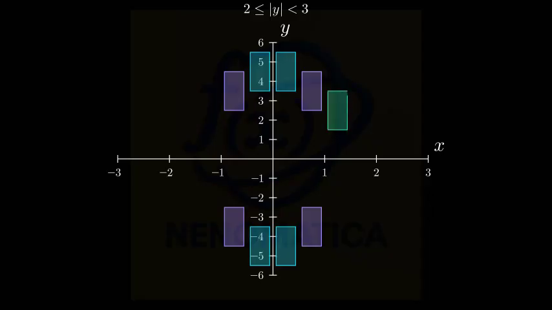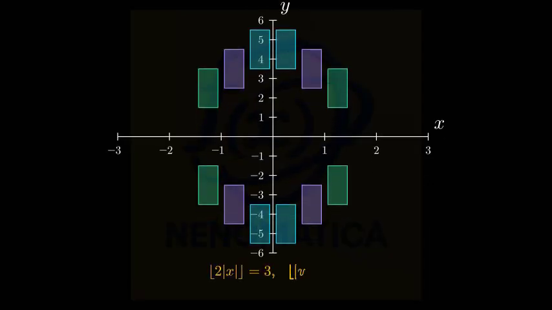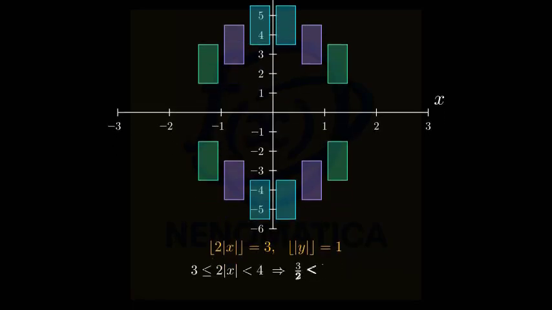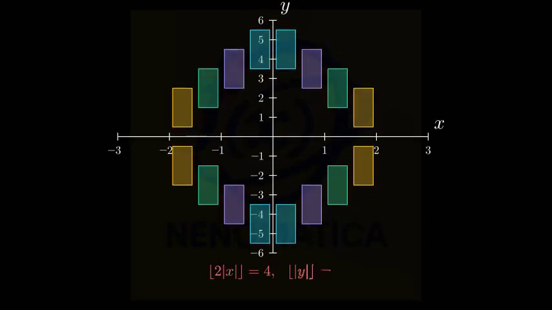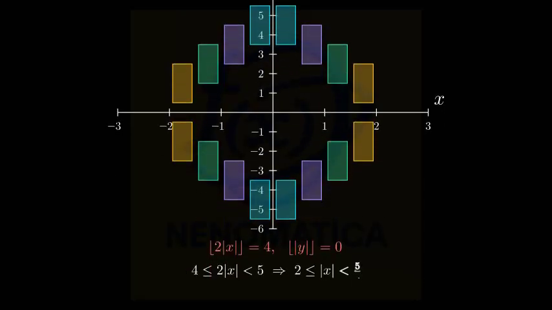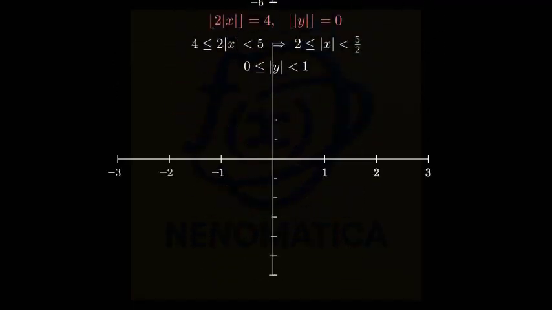Case 4: floor of 2 times absolute x equals 3, and floor of absolute y equals 1. For x, 3 is less than or equal to 2 times absolute x, which is less than 4, so 3/2 is less than or equal to absolute x, which is less than 2. For y, 1 is less than or equal to absolute y, which is less than 2. Add these rectangles. Case 5: floor of 2 times absolute x equals 4, and floor of absolute y equals 0.